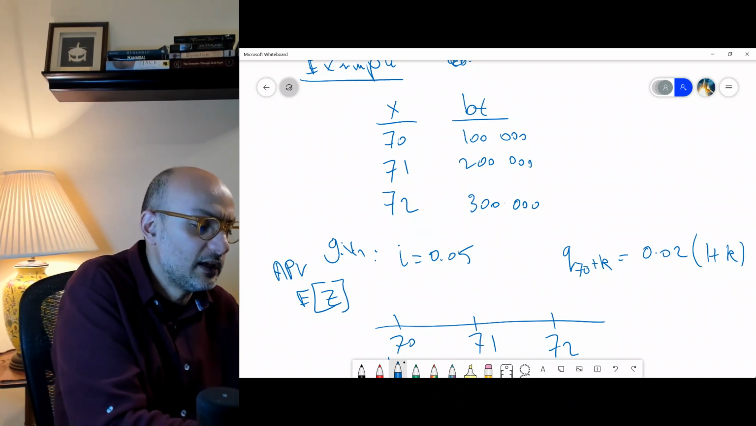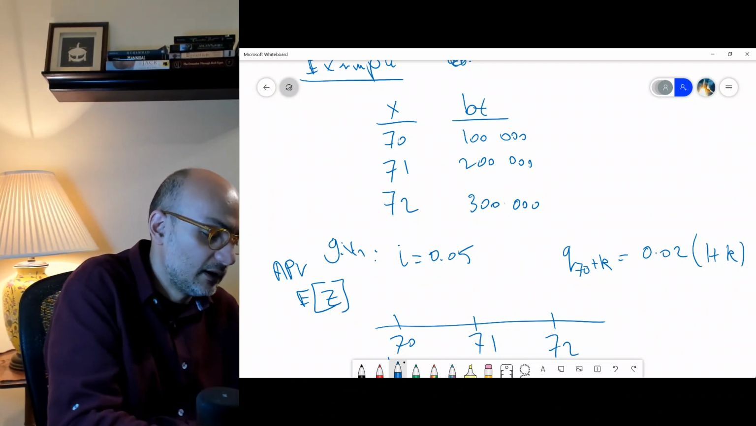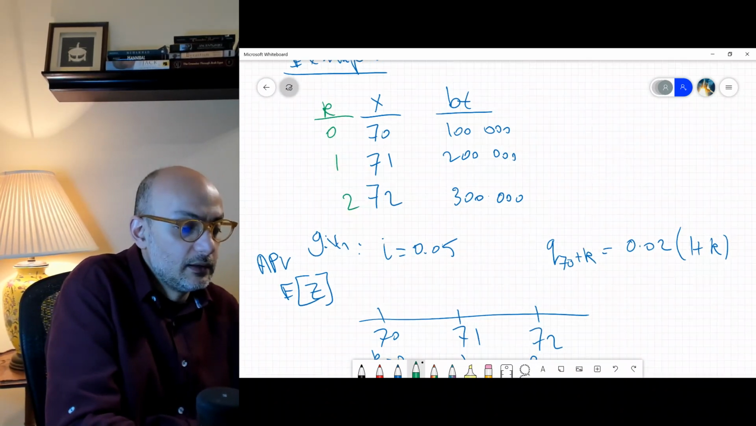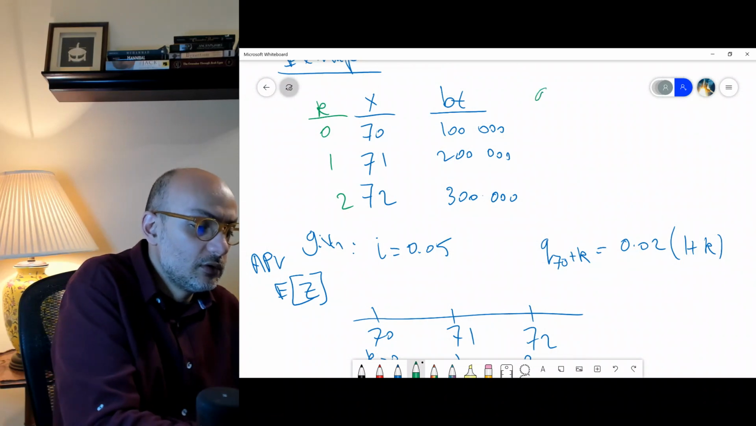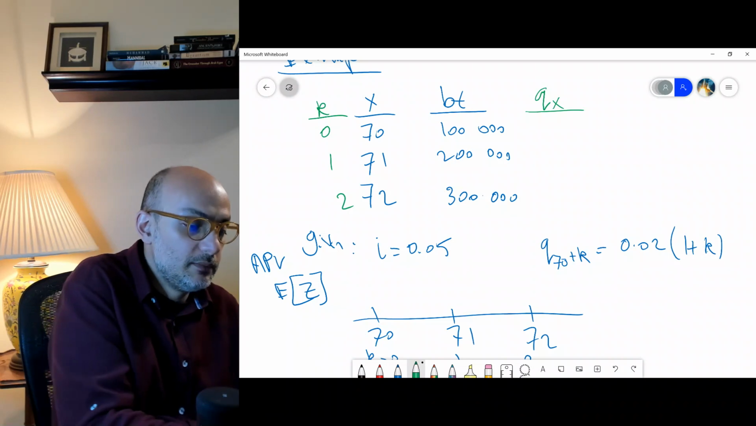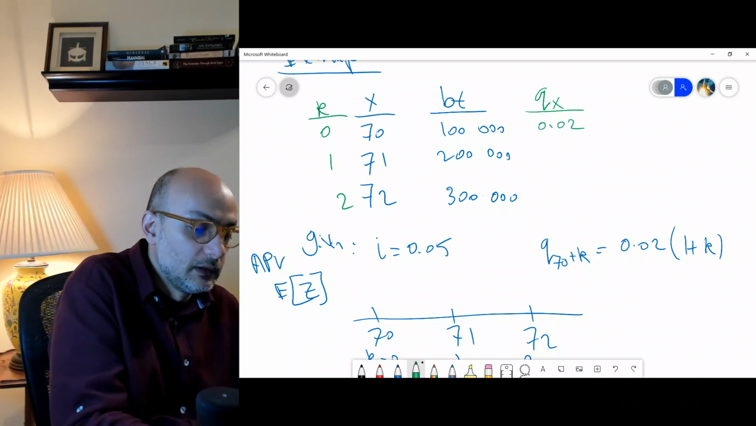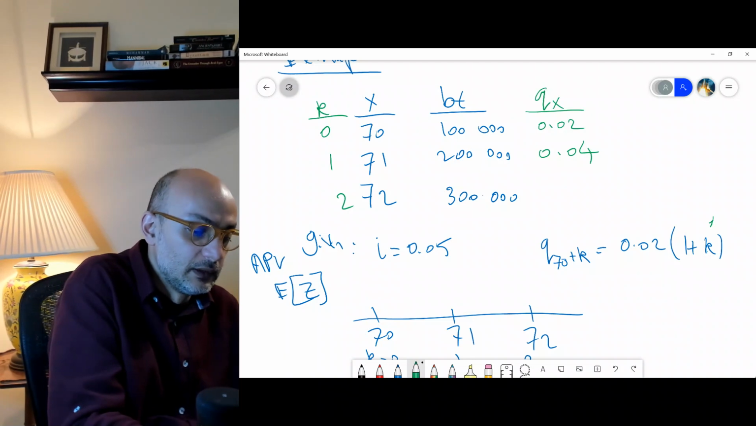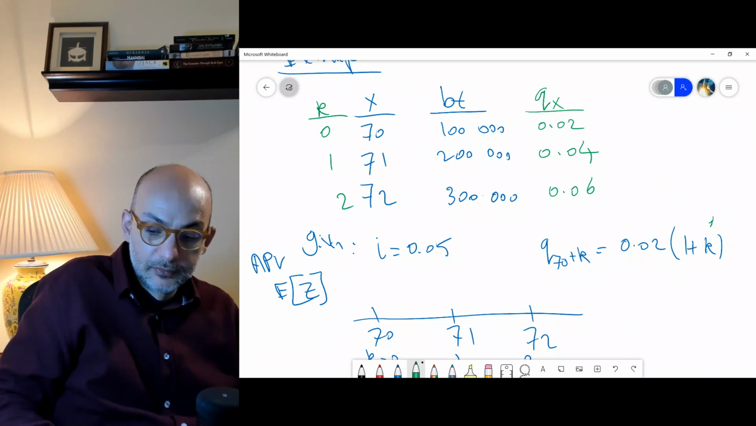Let's add K first, and I'll use a different color. I'll add K just to help us: 0, 1, 2. What else do we need? We need Qx. If K is 0, it will be 0.02. If K is 1, I plug in here, so 1 plus 1 is 2, giving 0.04. If K is 2, it's 0.06, right? Simple. Now this is easy.